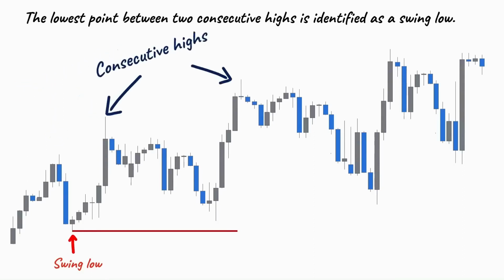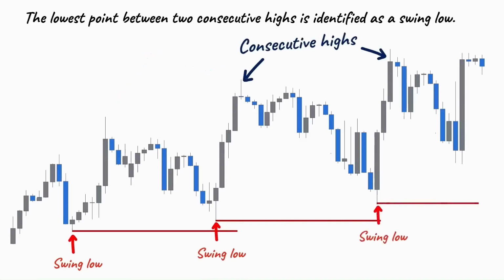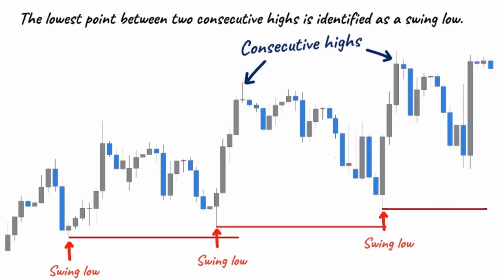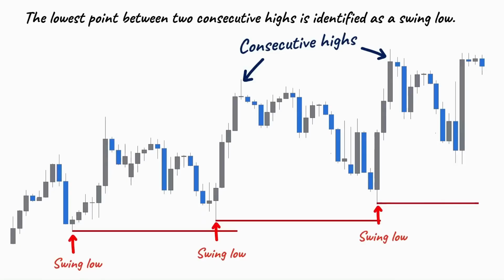And for a valid change of character, we need to have a candle that breaks and closes below. Here we have another break of structure, and again the lowest point between two consecutive highs is identified as the swing low. Once again, another two consecutive highs and a swing low we have. Keep in mind that the same concept applies to the bearish scenario.